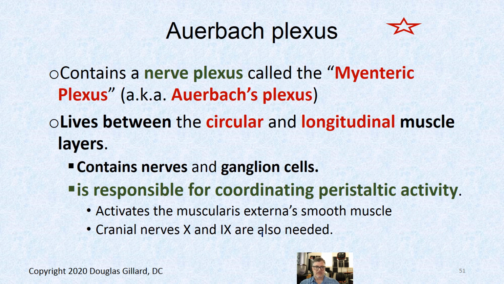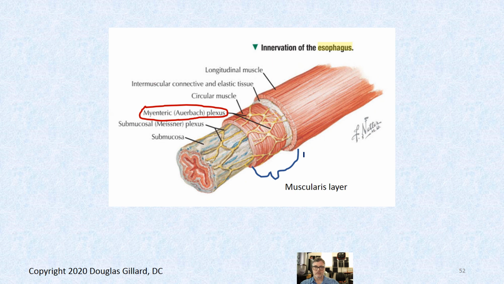Auerbach's plexus, also called the myenteric plexus, lives in this layer. Specifically, it's between the circular and longitudinal muscle. And this is very important for coordinating peristalsis. You get a bug in there and it causes an inflammation and you knock Auerbach's plexus out, you're going to have trouble swallowing food. And there it is right here between the circular muscle toward the center, and there's the longitudinal on the top. And the yellow, that's Auerbach's plexus.